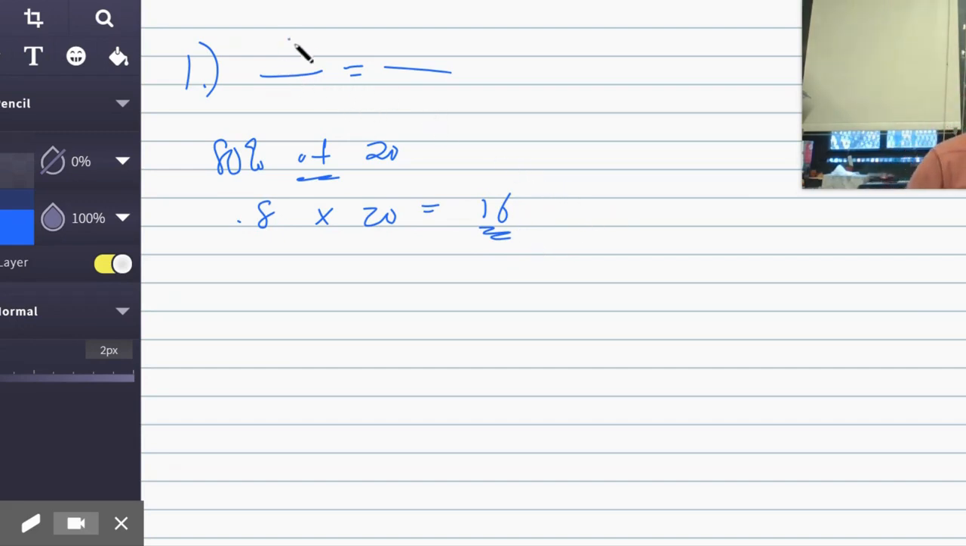Okay, so now to do it as a proportion, which is an option, an alternative, you would do, what is 80% of 20? You write it like you say it. So you cross multiply and divide and you'll get 16. Okay? All right. Let's go over now.